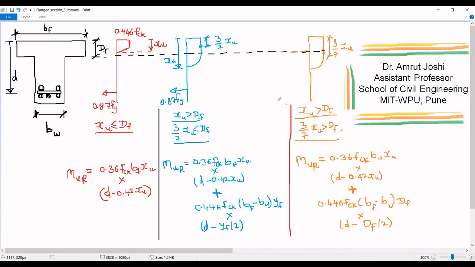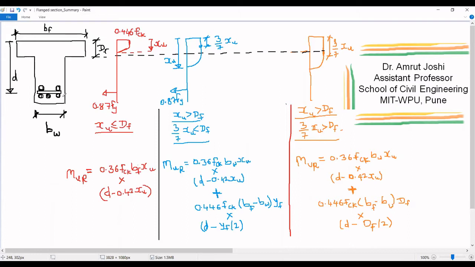Typically, in the problem of analysis of flange section, the data such as BF, D, BW and DF will be given. Similarly, the area of steel on tension side will be provided. You will be knowing the grade of steel and grade of concrete. And the question that would be raised is, where is the position of neutral axis at failure and what is the moment of resistance of this section?